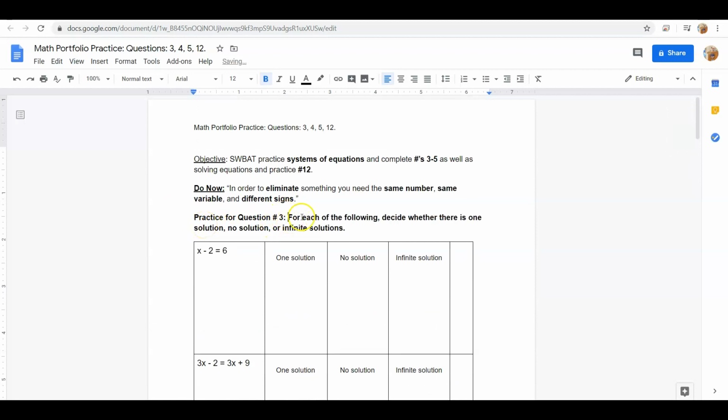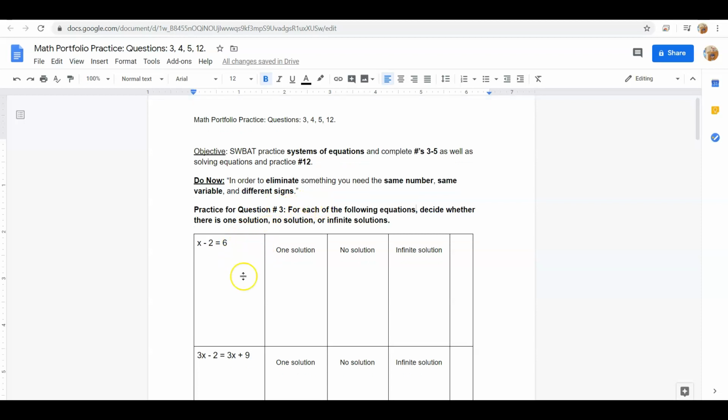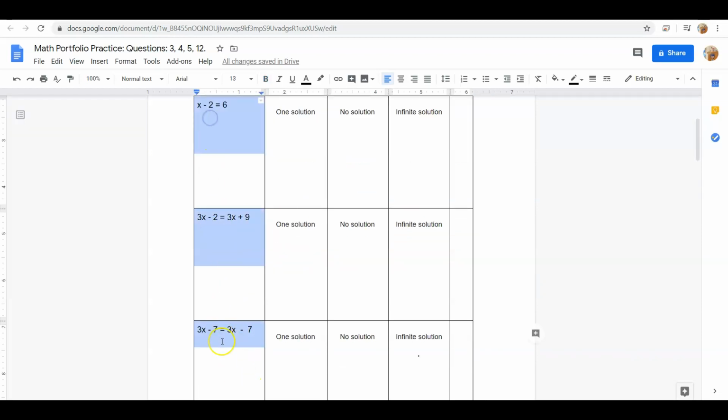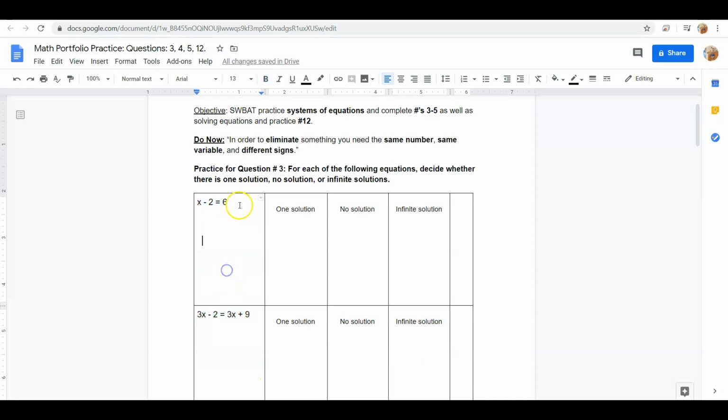It reads, for each of the following equations, decide whether there is one solution, no solution, or infinite solutions. There's a lot there, so let's break that down and make it simpler. Each of the following equations, you see there are 3 total equations, and for each of these, we need to decide whether there's one solution, no solution, or infinite solutions.